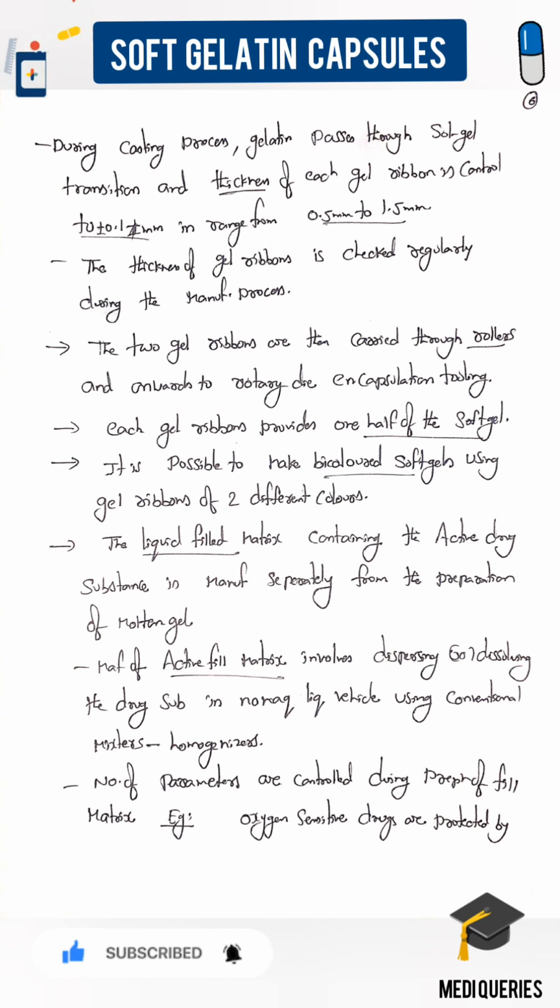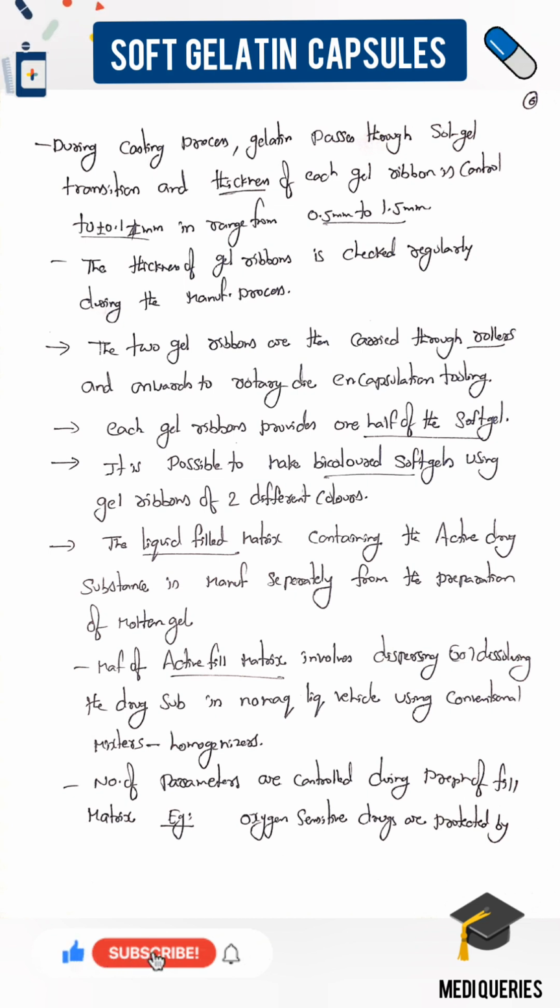The liquid film matrix, mainly containing the active drug substance, is manufactured separately from the preparation of the molten gel. Here the manufacturing of the active film matrix involves simply dispersing or dissolving the drug substance in a non-aqueous liquid vehicle using convenient mixers or homogenizers.